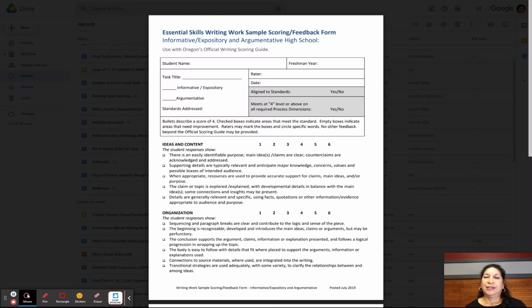Hi, this is Mrs. Tavares, and I'm going to show you the painless way of looking at this rubric so that you know what's expected of you. This is for informative writing for your elective artifact, which is a writing practice work sample.